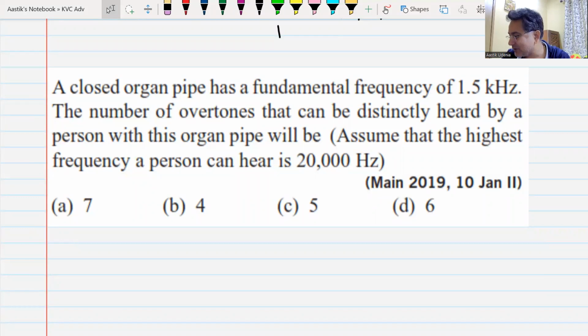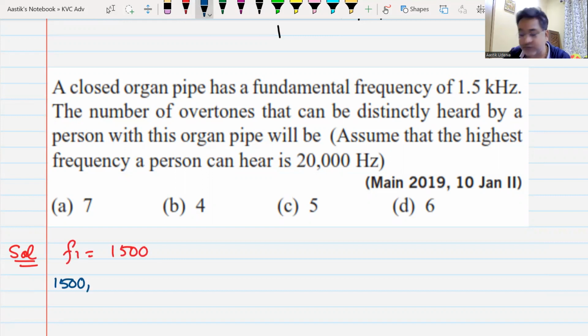You don't have to even find out the fundamental frequency here because it is already given to you. The value of F1 is given as 1500. So what are the frequencies possible? The first one is 1500. What is the next one?